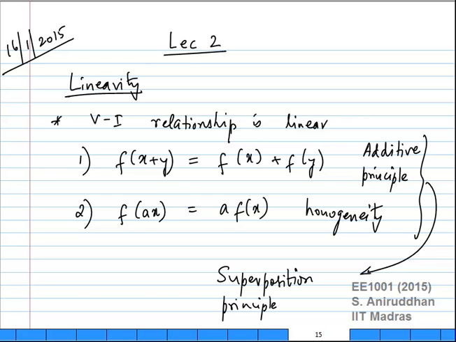The superposition principle requires two somewhat related properties. The first one is that f of x plus y is f of x plus f of y, what is called the additive principle. The other one is the homogeneity principle, which is f of ax for some constant a should be the same as a times f of x. In general, from mathematics, if both of these two properties are satisfied, the function is linear. Similarly, the electrical element is called linear if the V to I relationship satisfies the superposition principle.